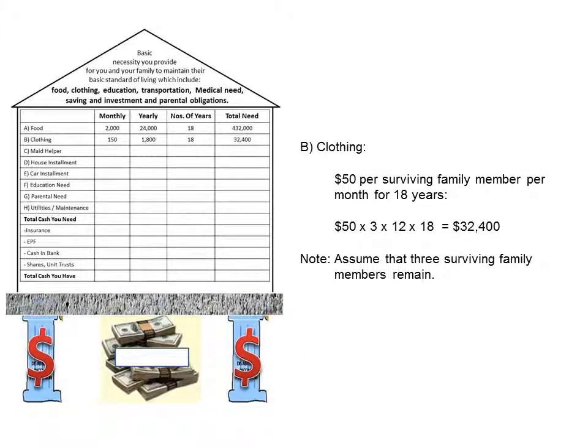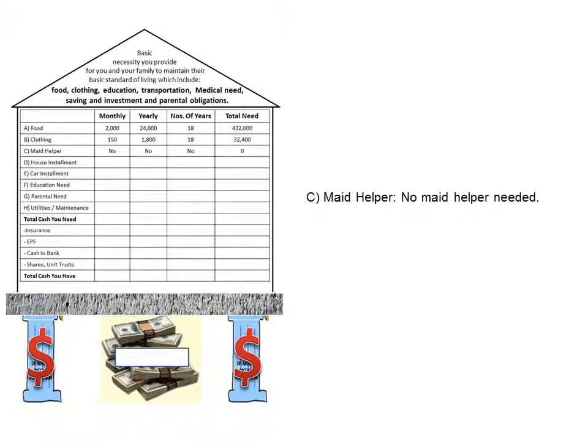B. Clothing. $50 per surviving family member per month for 18 years. $50 times 3 surviving family members times 12 months times 18 years would be $32,400. Note, assume that 3 surviving family members remain. C. Maid helper. No maid helper needed.